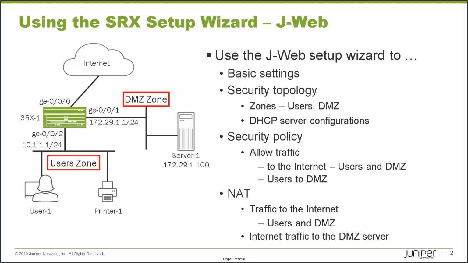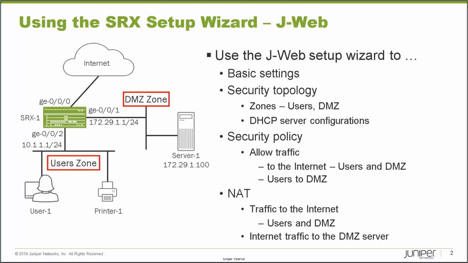And note the prefix we are using there. We are using the 172.29.1.0/24 prefix with the .1 address belonging to the SRX1 and the .100 address belonging to server 1. Then we have the Gigi 002 interface of SRX1, which connects to the user's zone, and that prefix is 10.1.1.0/24. And note that the .1 address belongs to SRX1, and the other devices in that zone do not have an address currently because we will be using DHCP to hand out addresses to those devices.